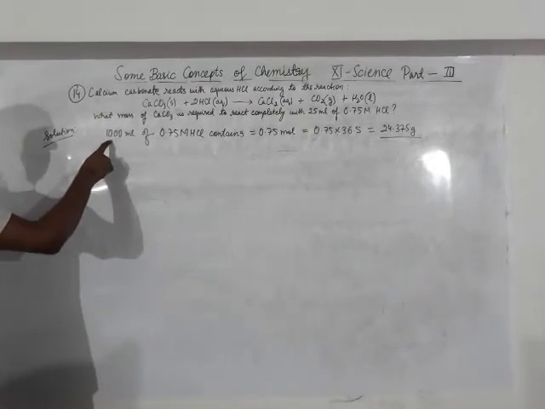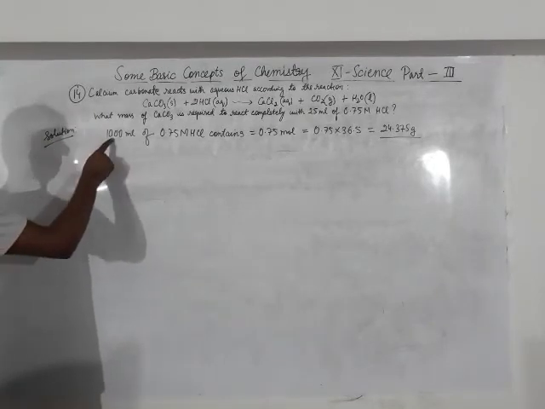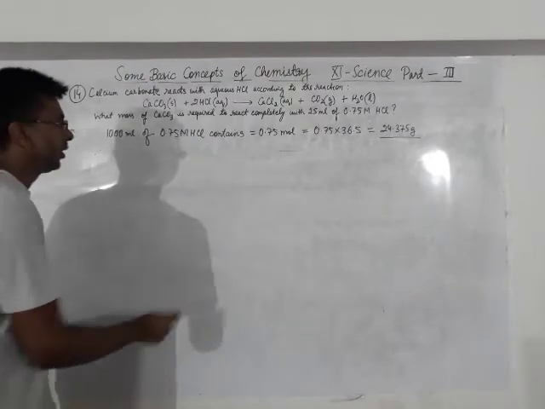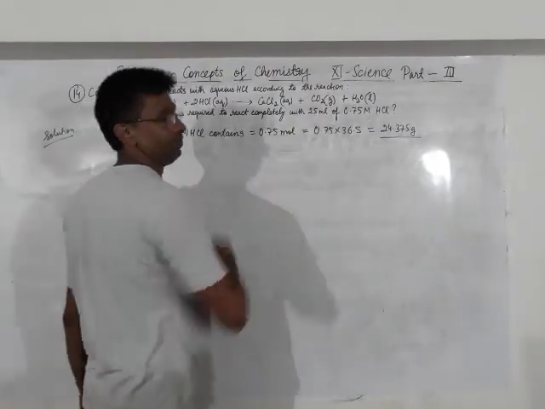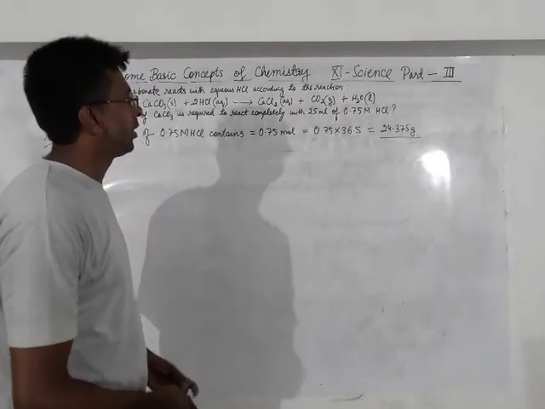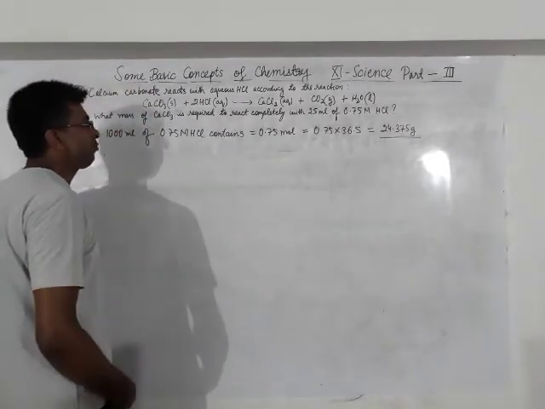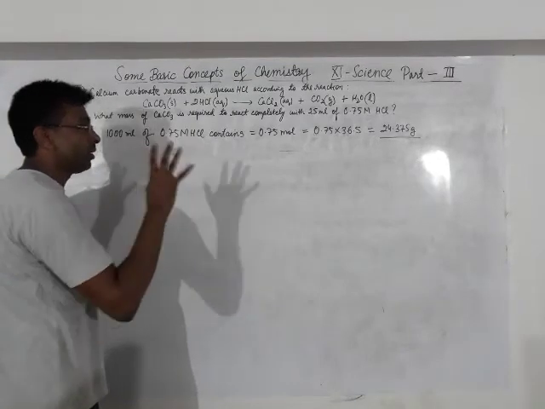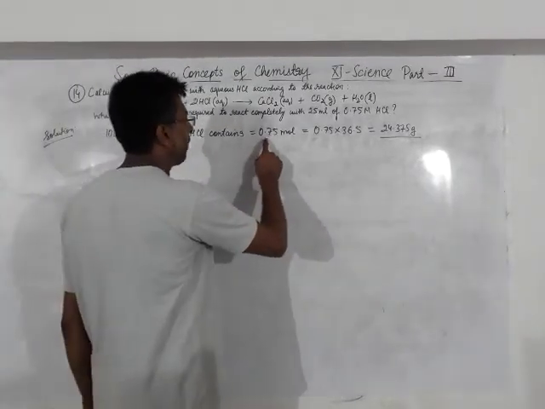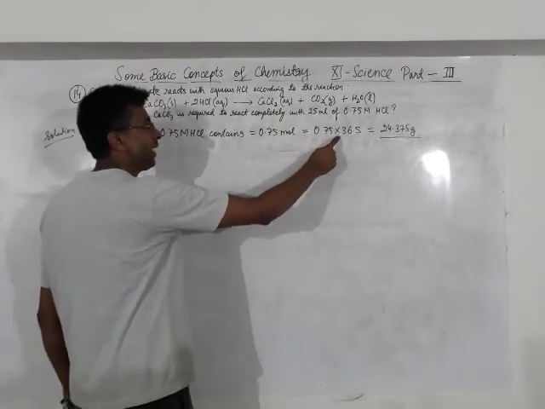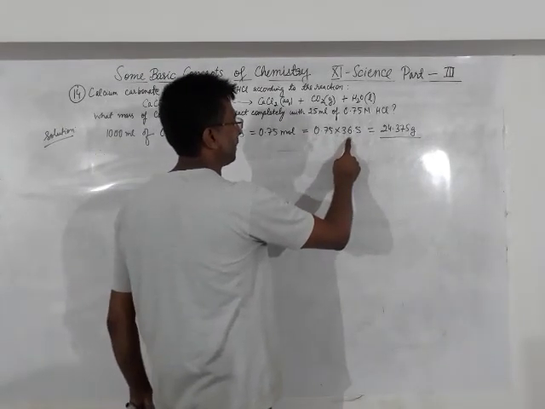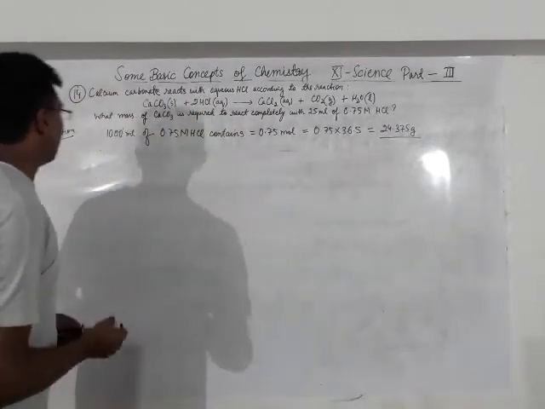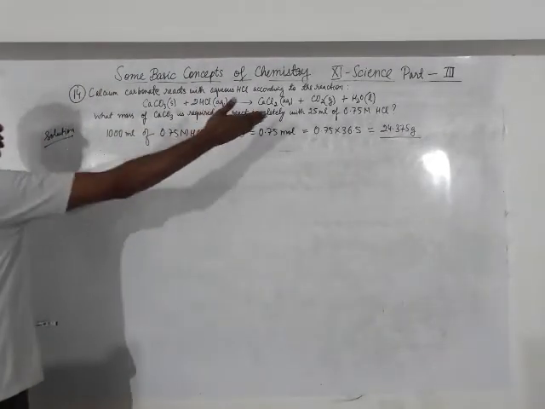Now please remember 1000 ml is 1 liter. 1000 ml of 0.75 M hydrochloric acid contains 0.75 mole. The molecular mass of HCl is 36.5. That is why we have to get the mass of 1000 ml of 0.75 M HCl. To get the mass, we have to multiply this strength 0.75 by the molar mass of hydrochloric acid, that is 36.5, and we get 24.375 grams. So 1000 ml weighs so many grams.